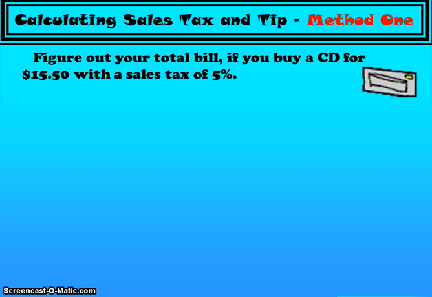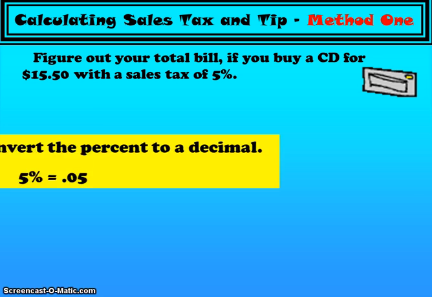Okay, so let's look at one method here for calculating your sales tax. So you go and you buy a CD or a DVD at a cost of $15.50. And in Alberta, we have a sales tax of 5%, which is a government sales tax. There is no provincial sales tax. At least at the time I made this video, there hasn't been any provincial sales tax.